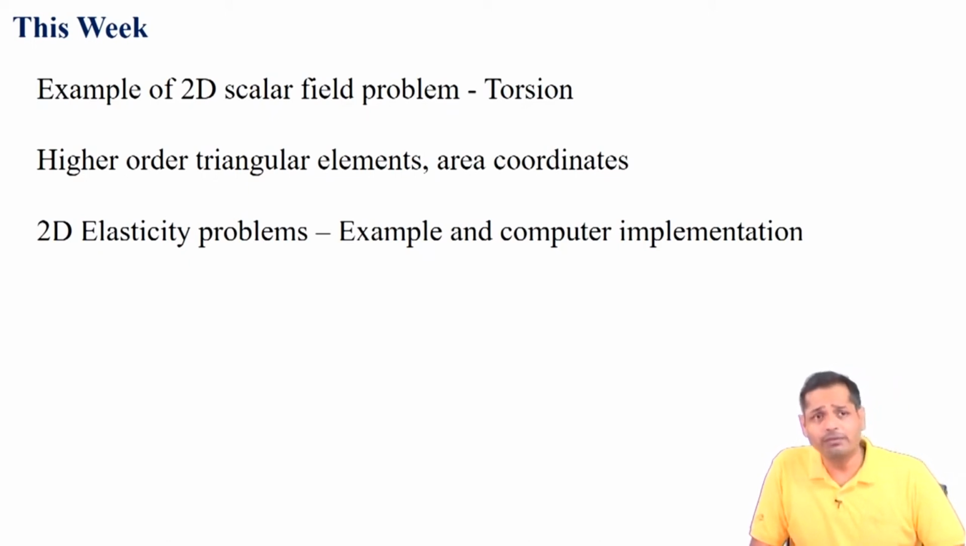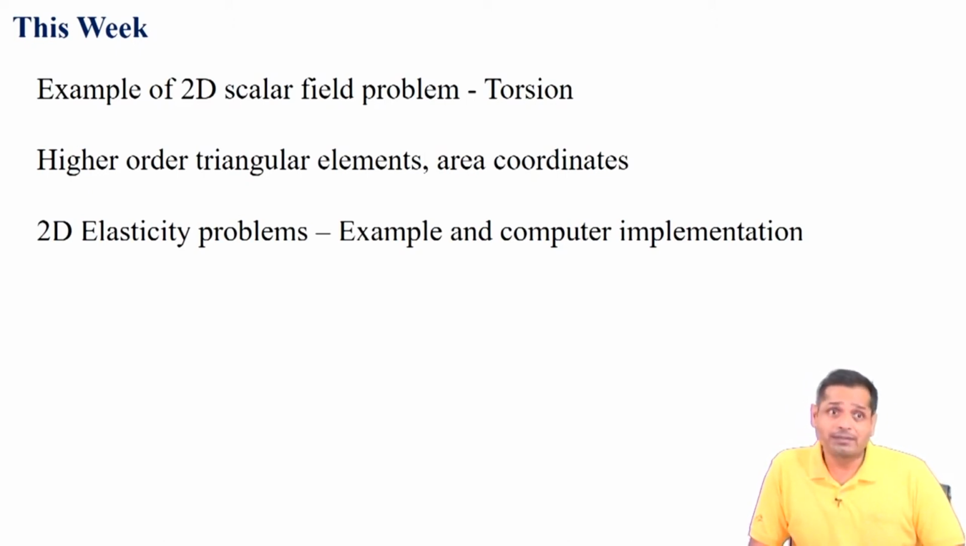And that week we told that there is another problem we'll be taking, that is torsion problem. That week we couldn't do that. So we will start this week by revisiting the two-dimensional scalar field problem and take torsion example and apply finite element method to get the solution. And then we also had a discussion on how to construct shape functions for quadrilateral elements, higher order quadrilateral elements. We discussed Lagrange element, then serendipity elements.